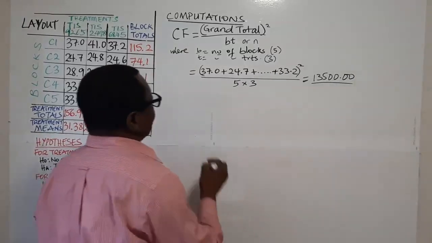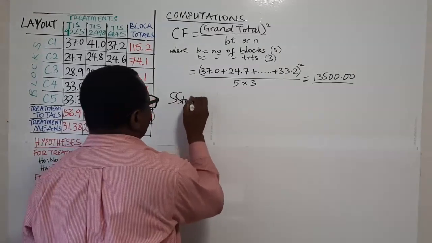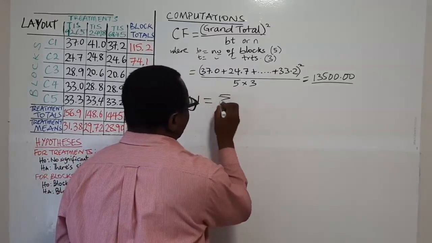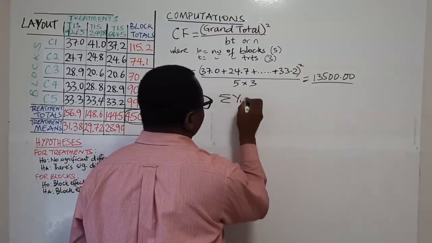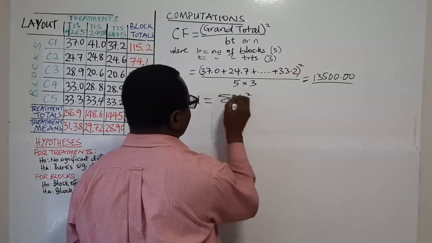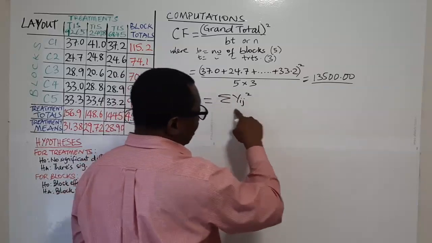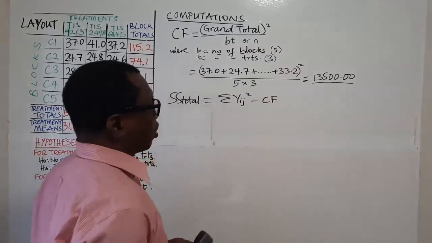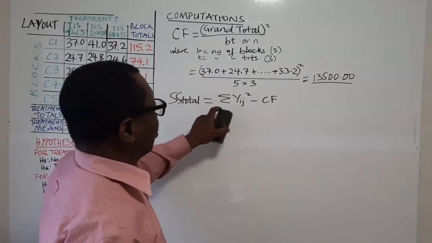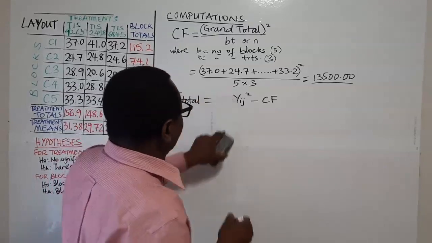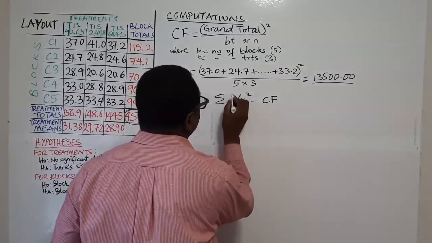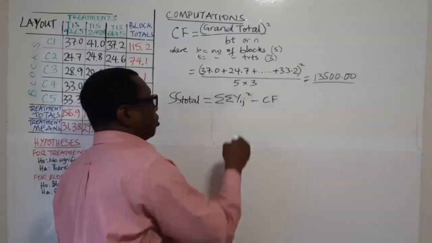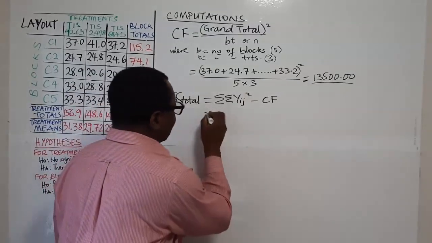Next we compute our SS total, like we did under CRD. SS total, as usual, is our individual observation squared, then we sum everything. It has no divisor; we just subtract our correction factor. If you want to write this as a proper formula, the sigma will actually be 2: one for treatments, the other for blocks.